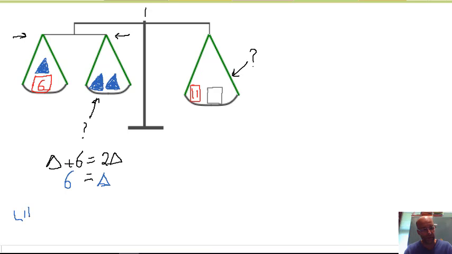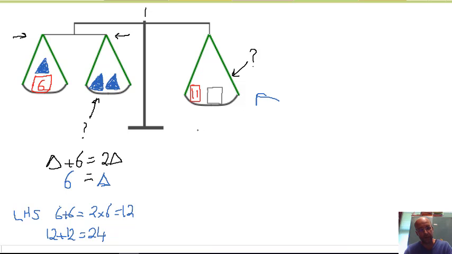That means the left hand side, in maths we write LHS for left hand side, is a triangle plus 6, which is 6 plus 6, and the right hand side is 2 times 6, 12 equals 12. That's right. And altogether that's 12 plus 12, and we have 24. So we have 24 on the left, so we must have 24 on the right hand side.